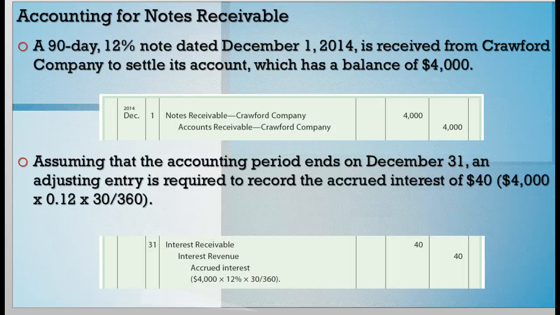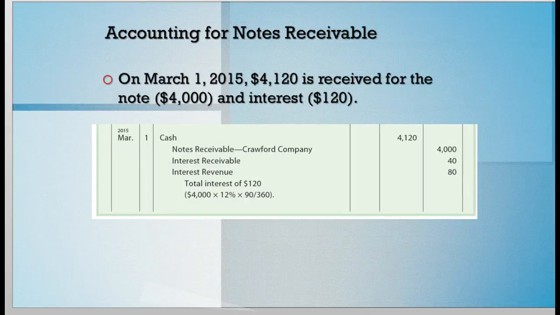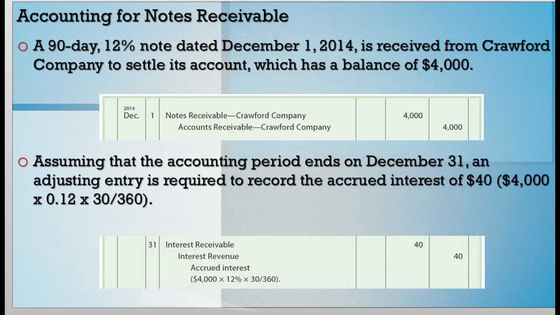And finally, here's another one we're going to do. This is a 90-day note. Oh my goodness, I did it again. Here's a 90-day note at 12%. And now this is where it gets complex. This is on December 1st, 2014. If it's a 90-day note, what does that mean? That it's going to be due in 2015. So because the end of the year is going to be December 31st, we're going to have to do some calculations. So first of all, we record it. It comes out of accounts receivable into notes receivable.